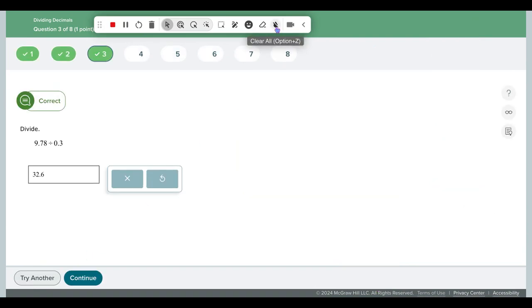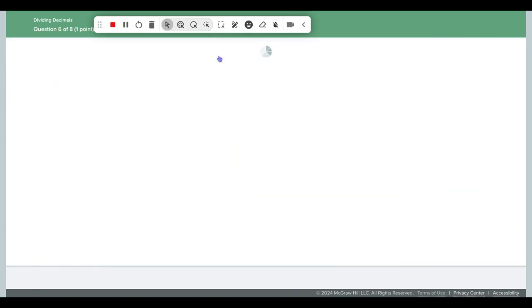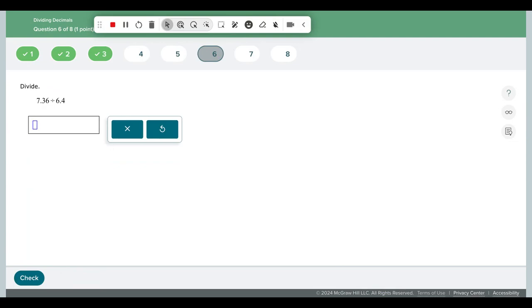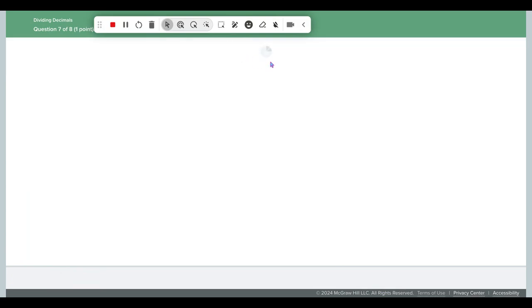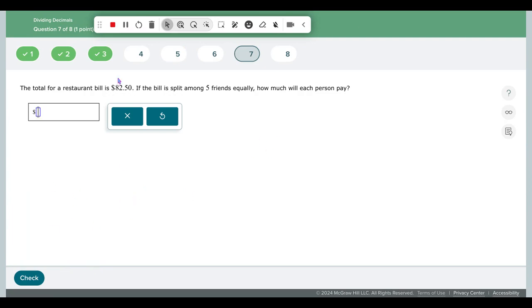I'm going to go through and just check and see if there's anything that's a little bit weirder about these, and I don't really see any, so I think I'm probably going to stop there. These are more word problems, so let's jump into these, okay?